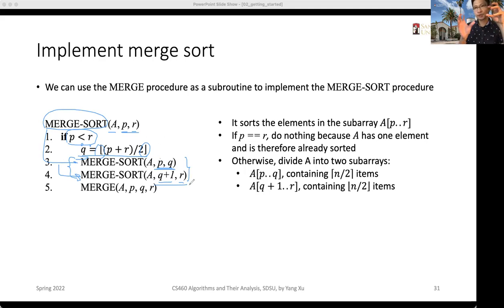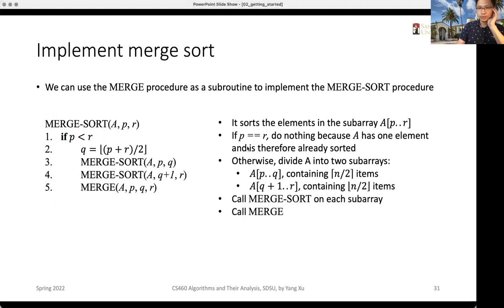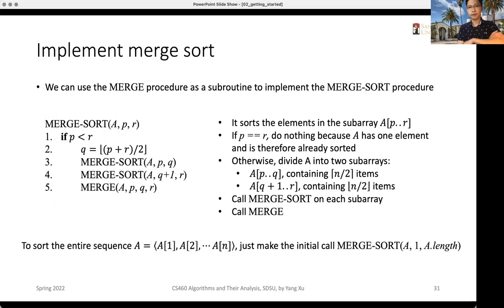After these two halves are sorted, we call the merge procedure, which is what we just defined in the previous step, and then we're done with the merge sort. That is how the code is written for merge sort. In order to sort an entire sequence, for example from A1 to An, we can simply call merge sort on A with 1 as the starting index and A.length as the last index.